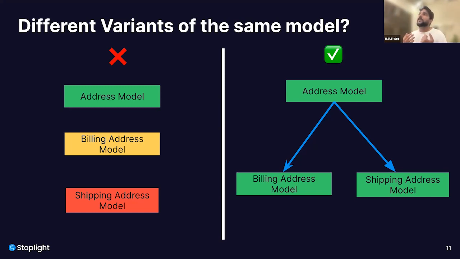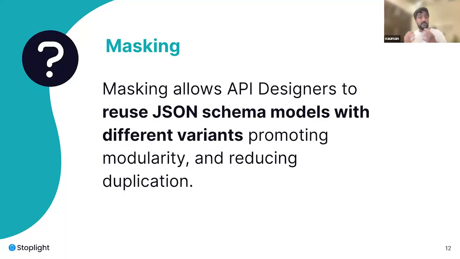And that leads to more consistency across your JSON schemas themselves, but also iterating over them is easier. As you update your address model to include something, you wouldn't see inconsistencies in how it's being used depending on what context it's being used in, because the relationship still exists. And that is the problem that we are looking to solve with masking, which is basically allowing you as API designers to create different variants of these models or schemas and maintain them while still keeping the base version and iterating over it.